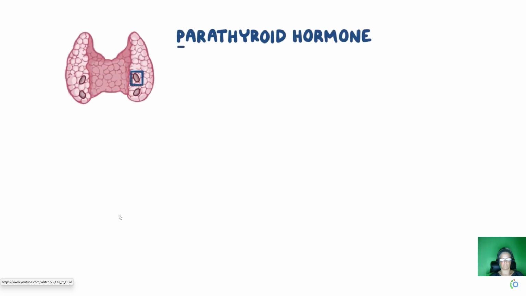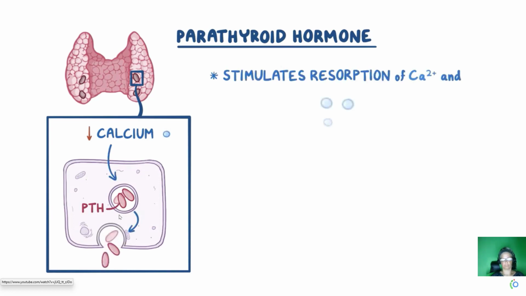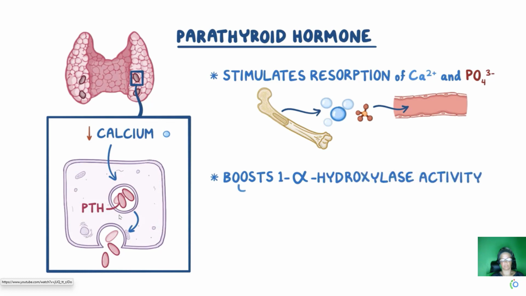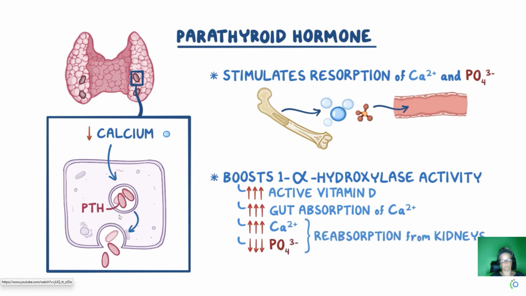Okay, now let's have a quick look at parathyroid hormone. Parathyroid hormone is secreted in response to low blood calcium levels, and it stimulates the resorption of calcium and a small amount of phosphate from the bone and into the bloodstream. Additionally, parathyroid hormone can boost 1-alpha-hydroxylase activity, which forms more active vitamin D, increasing gut absorption of calcium. Lastly, parathyroid hormone increases calcium reabsorption and reduces the reabsorption of phosphate from the kidneys, so more phosphate is excreted through the urine.